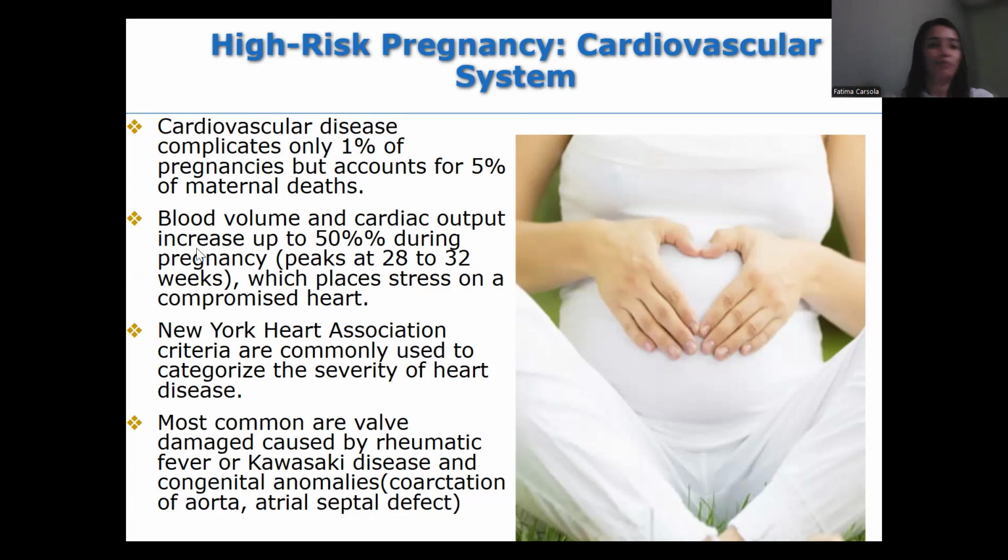Because of the blood volume and cardiac output that increase in early pregnancy, according to the 8th edition of Maternal and Child Health Nursing, there is an increase of the blood volume of about 50 to 75%, particularly in your plasma, during pregnancy. This peaks at 28 to 32 weeks, which places stress on the compromised heart, or will compromise the heart of the pregnant woman.